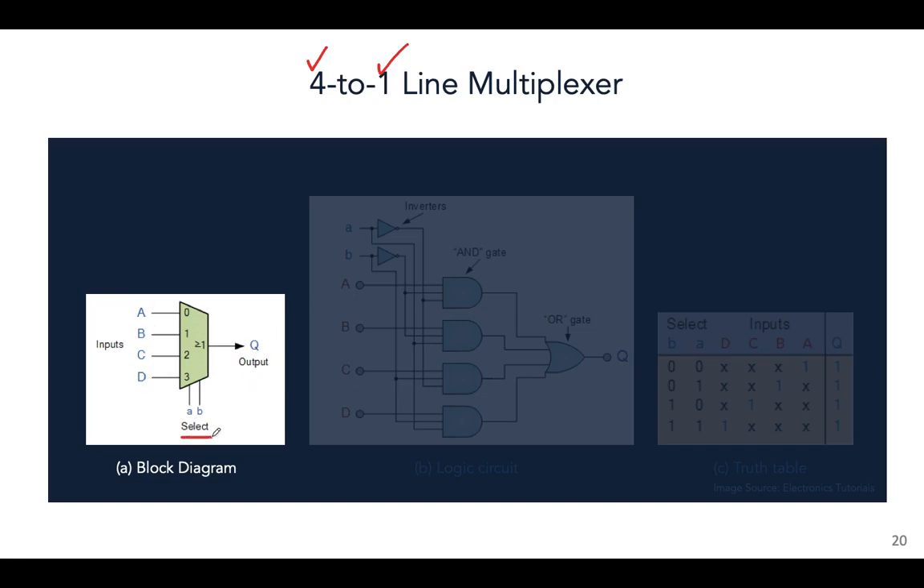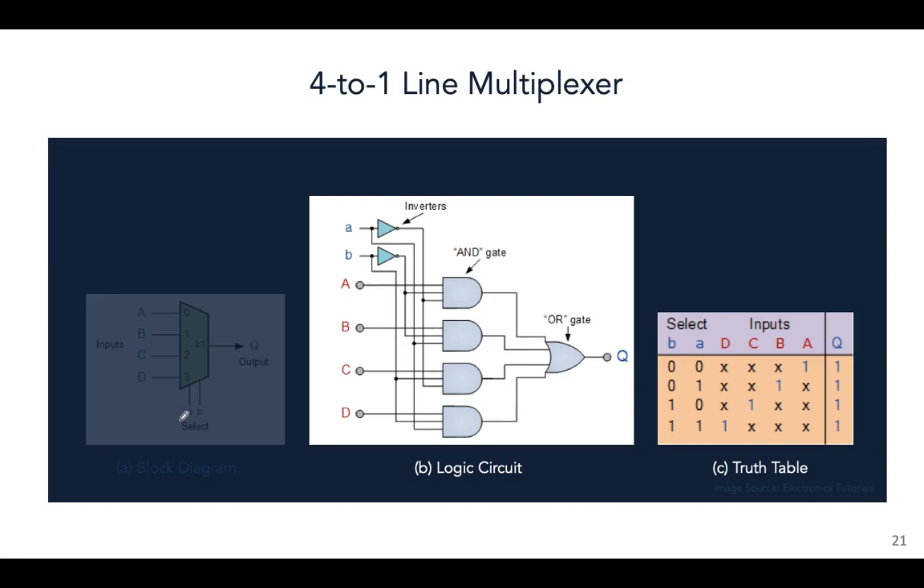And it also has select lines. These select lines are what help the multiplexer decide which of these inputs will become the output. That's all a multiplexer does. It will pick one of these 4 inputs and transmit it as the output. Which input is selected is decided by the combination of these 2 select lines. So here's the logic circuit and the truth table for a typical 4 to 1 line multiplexer. You can see we have AND gates, OR gates, and we have the select lines connected through inverters.